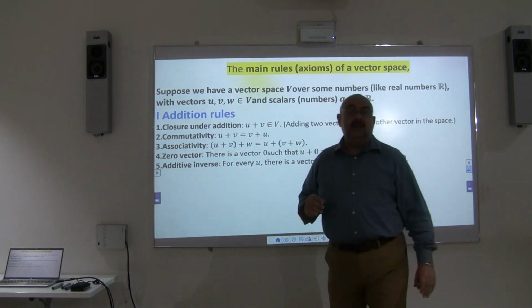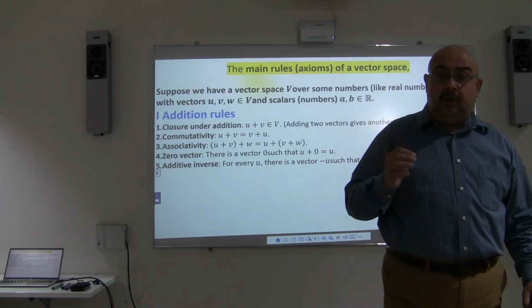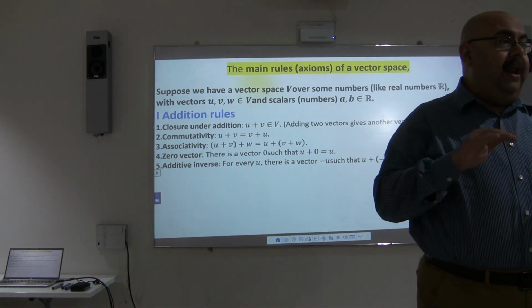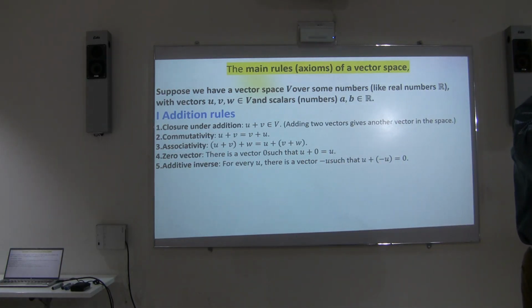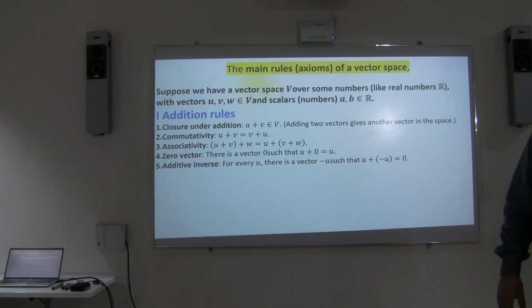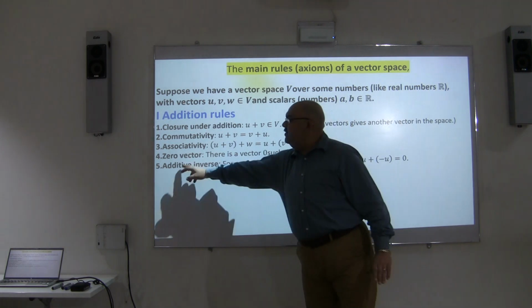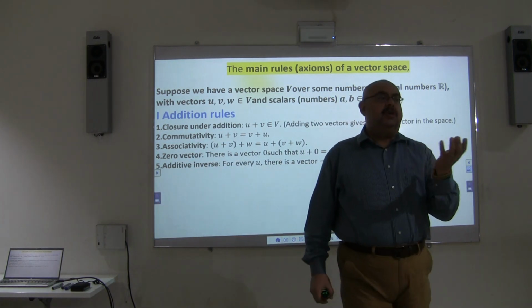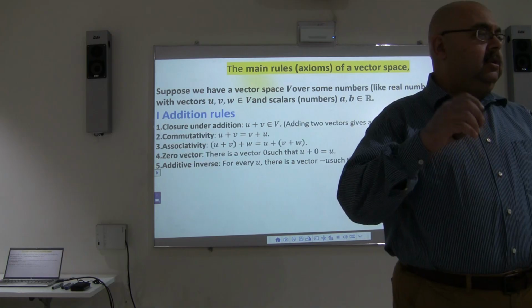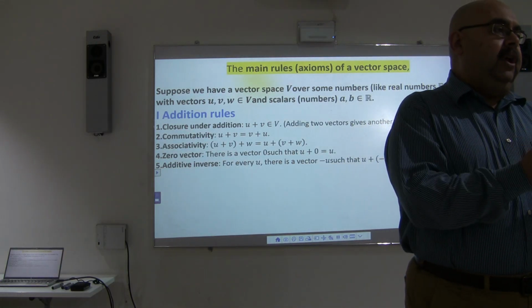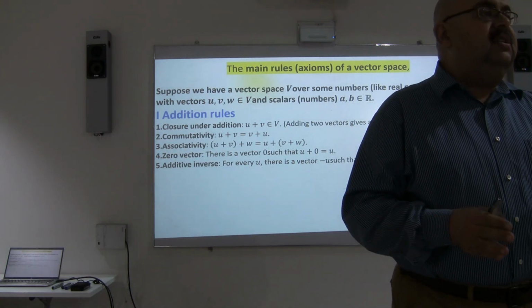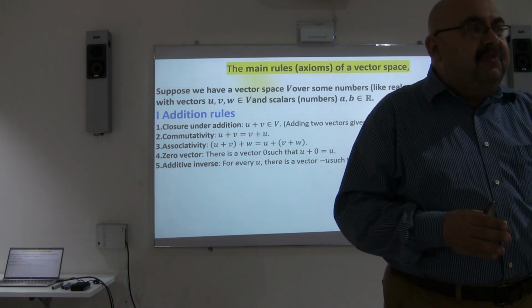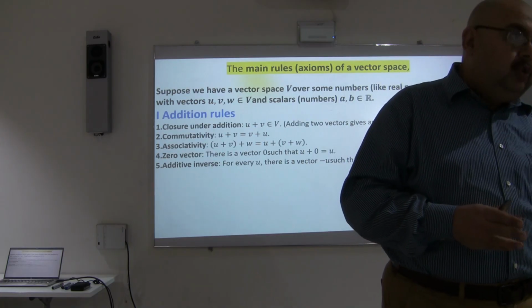The zero vector means a vector of the same dimension with all elements equal to 0, and it should also exist in V. Those are all the conditions related to the addition of any 2 vectors. Number 4, additive inverse. If I have a vector W, I should have a vector negative W. If I add them together, the result will be 0, and the 0 belongs to V. This is the first condition for V to be a vector space.